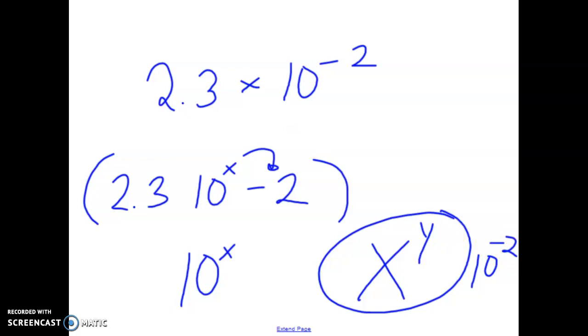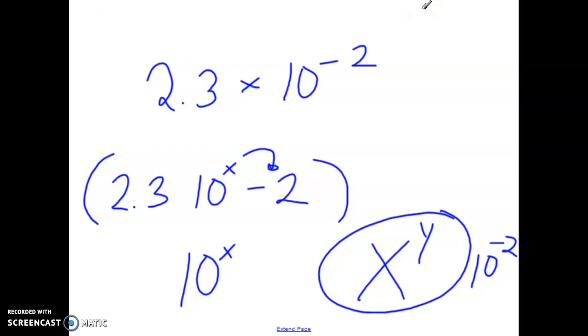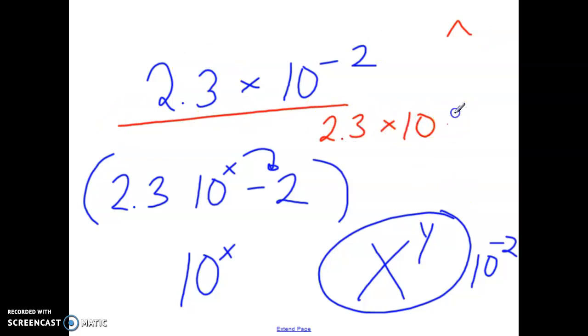Another way, which I find easier, to be honest, is that pretty much any scientific calculator has a button that looks like this. It's like a little half arrow pointing up. So how you would write this in your calculator is you would do 2.3 times 10, then press this little half arrow up button, and then do negative 2, of course with brackets. This little half arrow up indicates that the number that comes after is the exponent on that number 10.